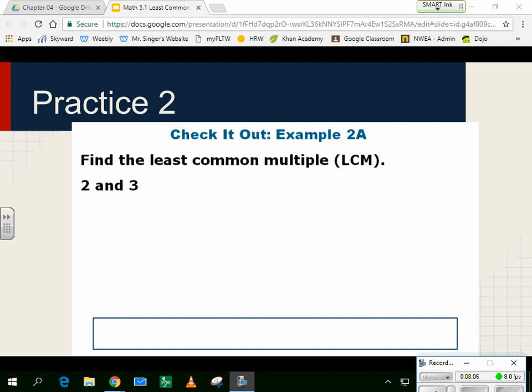Try to find the least common multiple of 2 and 3. This is one where the list method may be best for you. Come back when you're done.